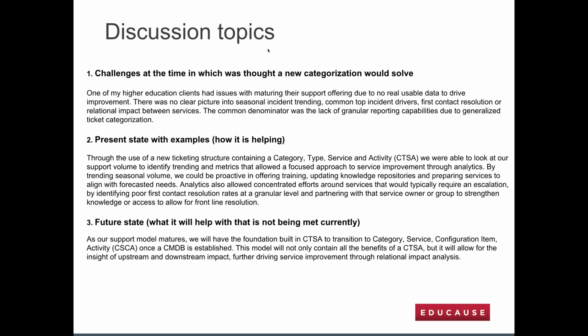So with this structure, the CTSA structure, the reason that I wanted to present it is I've seen a lot of universities that use something similar. But with CTSA, whenever you're starting out with it, that's where all the work is up front, and then you benefit tremendously going forward.